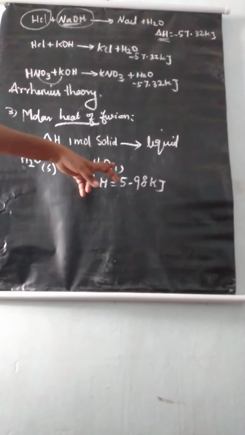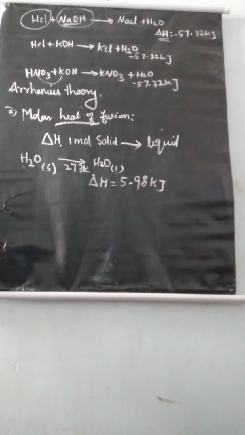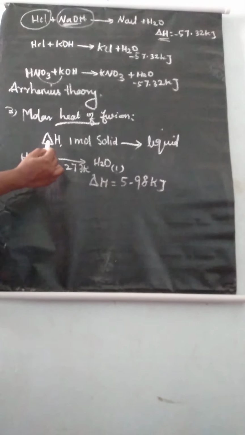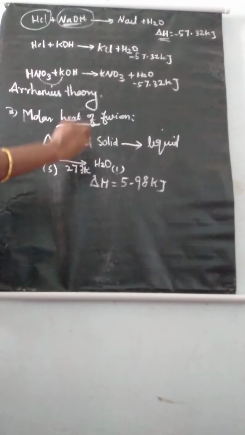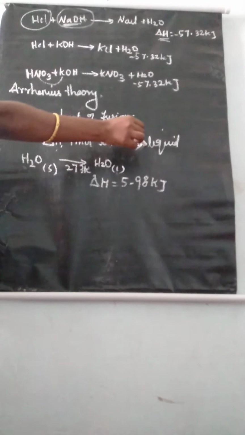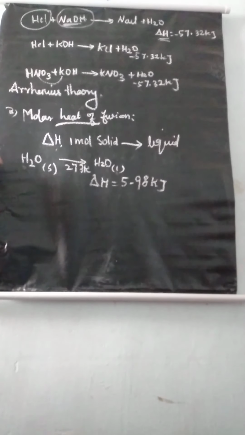The solid is converted to liquid state. This is only molar heat of fusion. So what is meant by molar heat of fusion? The change in enthalpy that takes place when 1 mole of solid substance is converted to liquid state. Understand? Any doubt?